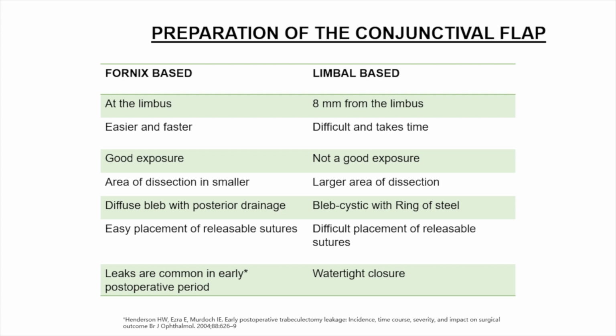In the limbal-based flaps, the incision is usually made 8 mm behind the limbus. It is difficult and usually takes more time. A larger area of dissection is needed. A bleb may become cystic with a ring of steel. It is difficult to place the releasable sutures, but it has a watertight closure.